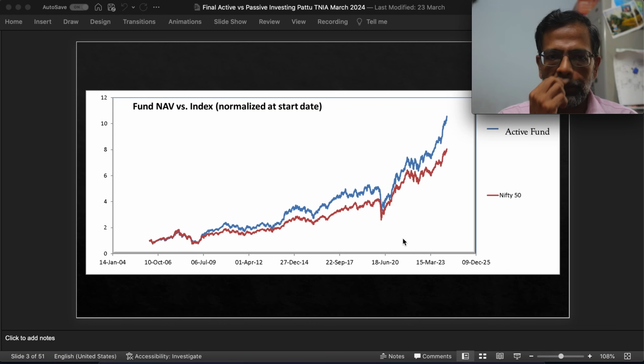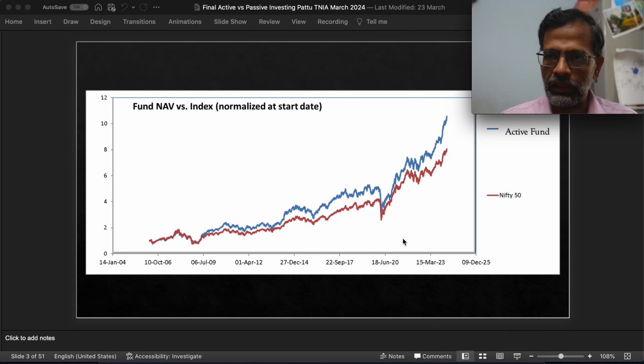So this is the evolution of a fund, some fund. So in the talk, I have not mentioned any funds or AMC names because that is the policy of the Tamil Nadu Investor Association. So this is some active fund versus the Nifty 50. If I'm not wrong, this is the HDFC Top 100 fund. And if you look at an evolution like this, it looks like the fund manager has done a very good job in outperforming the index.